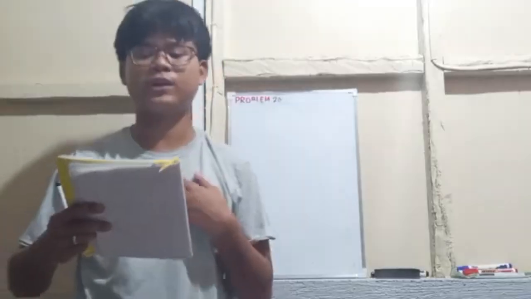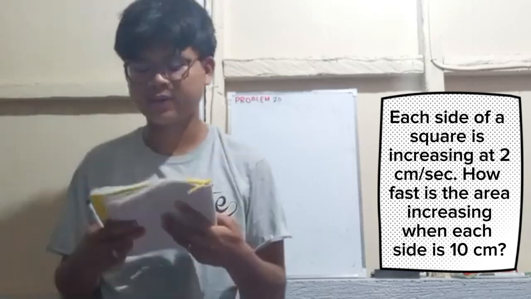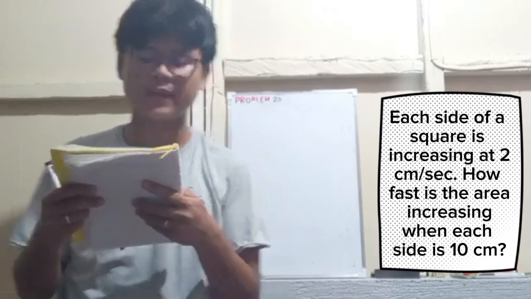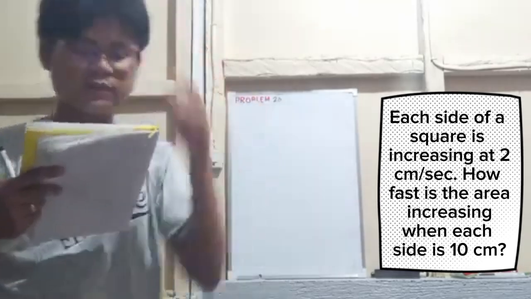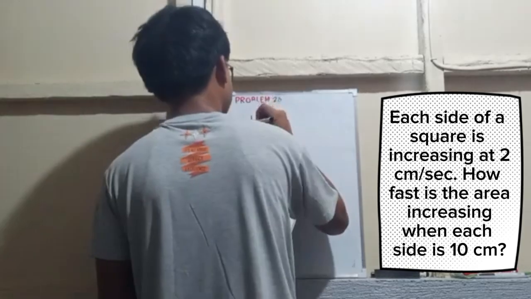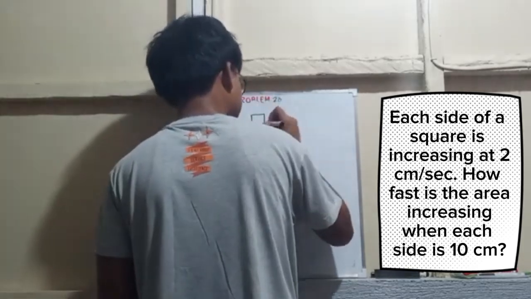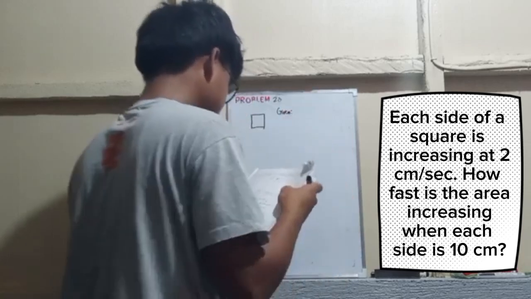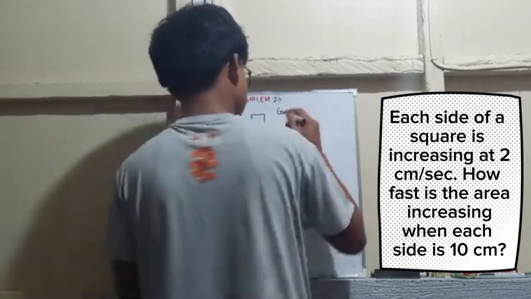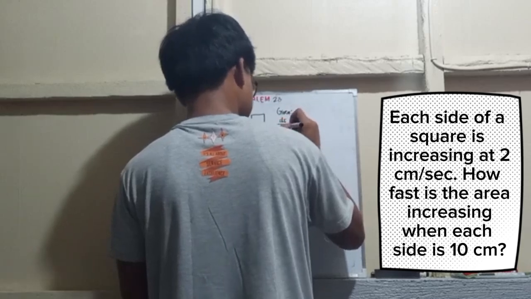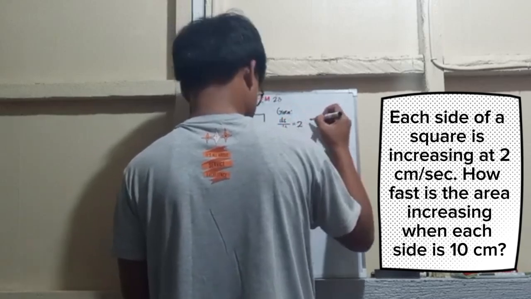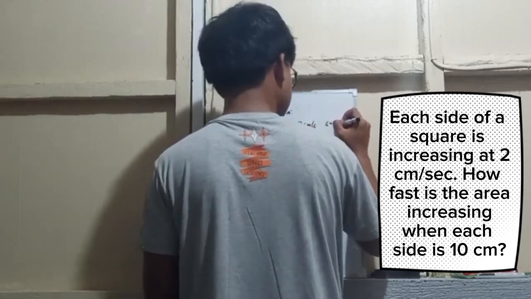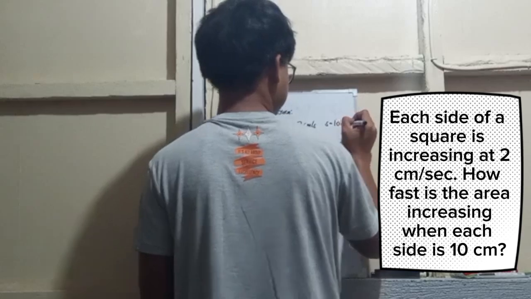So we'll proceed to problem 23. Each side of a square is increasing at 2 cm per second. How fast is the area increasing when each side is 10 cm? So first we'll draw a square and we'll determine the given in the problem. So the given in the problem is the rate of the side, ds over dt, equal to 2 centimeters per second, and s is equal to 10 centimeters.